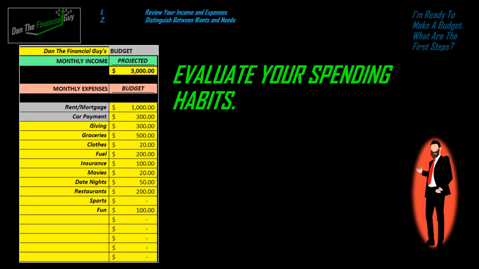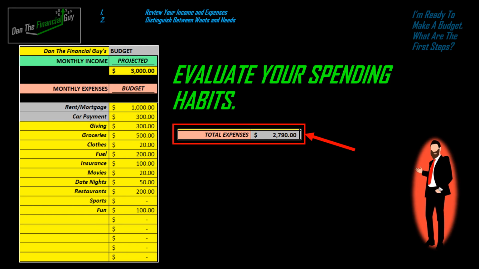To illustrate, let's look at a potential budget. Here I filled in a projected take-home pay of $3,000 per month and filled out monthly expenses as well, including a rent of $1,000 per month, a $300 per month car payment, a 10% giving of $300 per month, and a variety of other variable expenses.